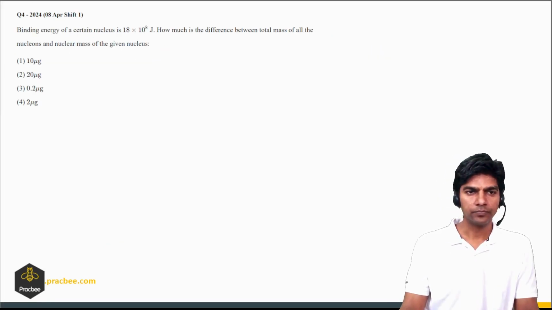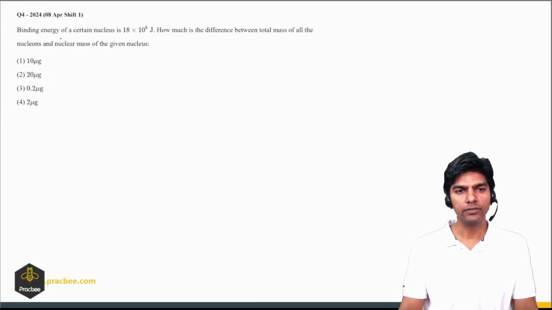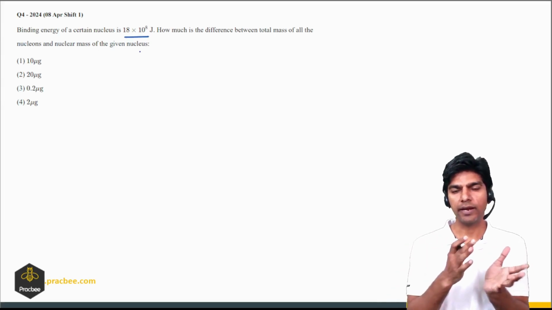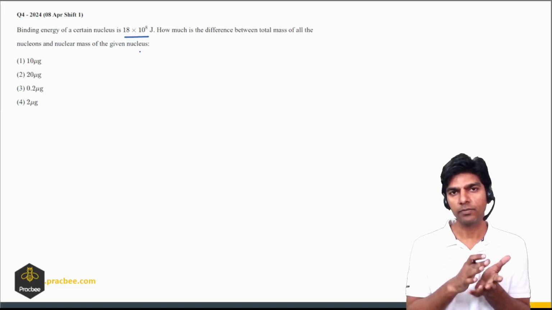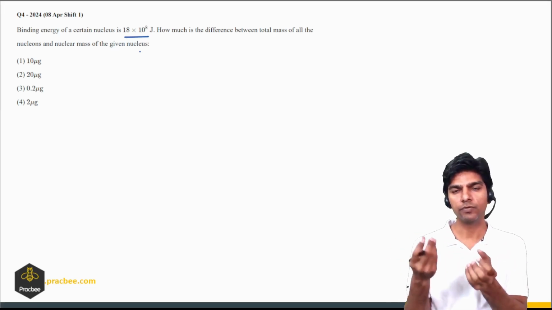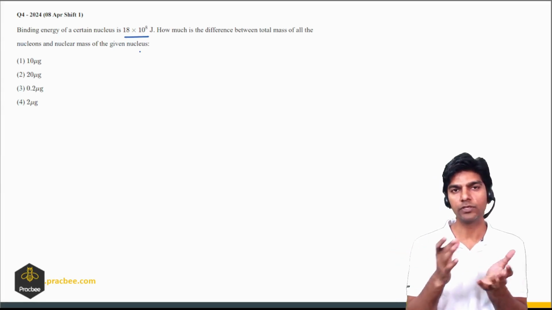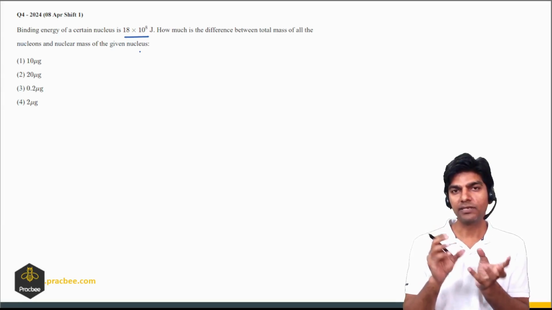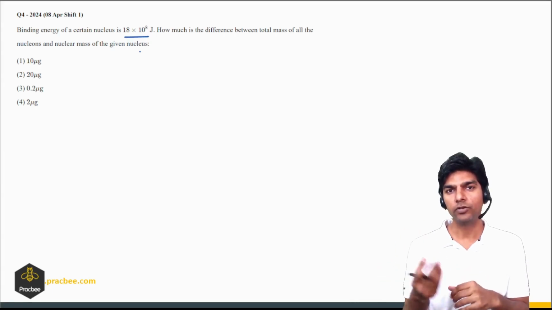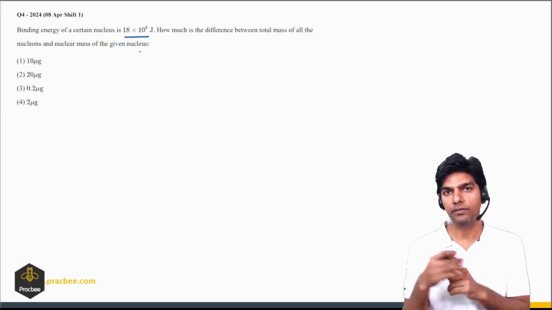Let us see another question. It is based on the binding energy. So the binding energy of a certain nucleus is 18 into 10 raised to power 8 joules. What is the difference between the total mass of all the nucleons and the nuclear mass of the given nucleus? So when we add up the masses of individual nucleons and compare that sum with the mass of the nucleus, it is found that the mass of the nucleus is less than the mass of the individual constituents. And why is it so? Because the decrease in the mass adds to the stability of the nucleus, right? So that energy will go into the binding energy of the nucleus.